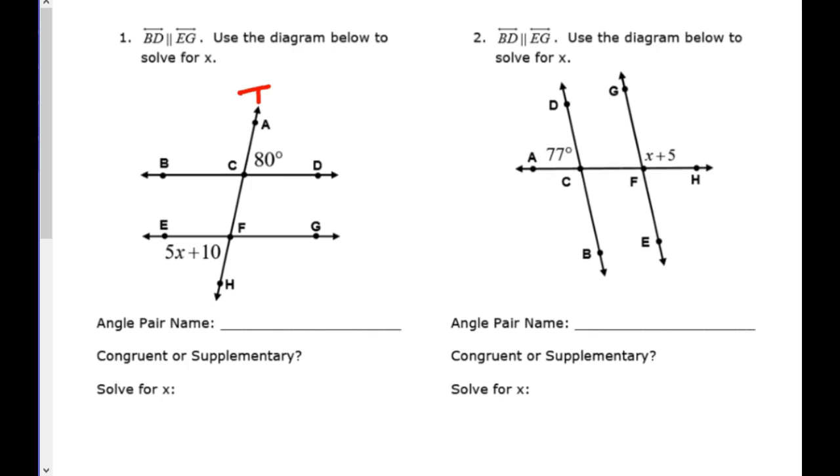And let's see here. We're trying to find the angle pair name. So look at these two angles. Are they inside or outside of the parallel lines? Or is one in and one out? So they're actually both outside. And are they on the same side or alternate sides of this transversal? Alternate, right? So we would call that alternate exterior. You may abbreviate.